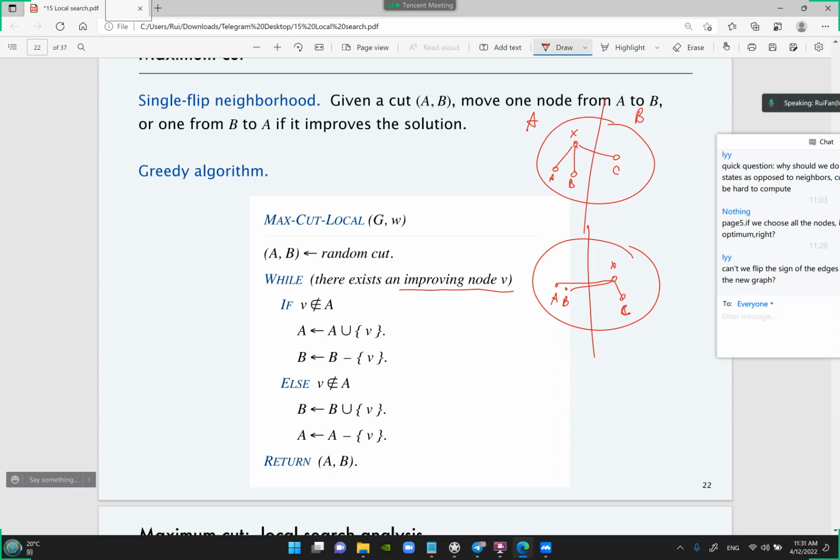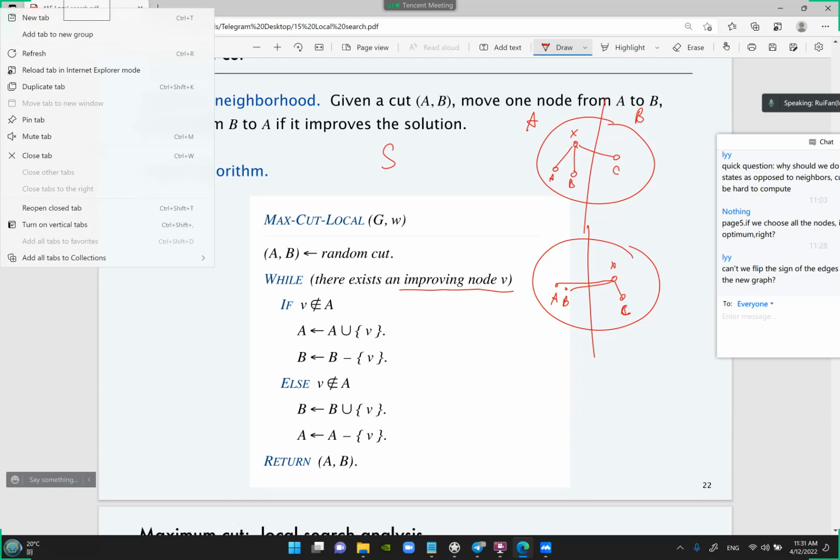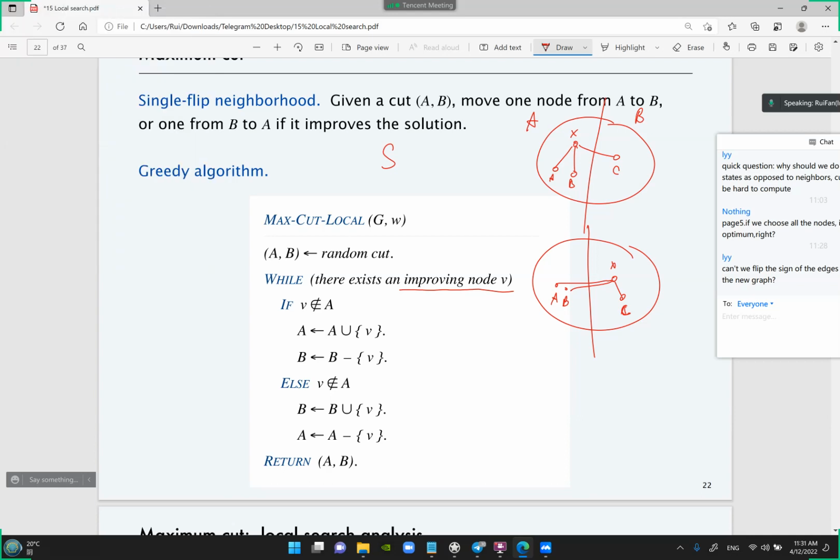So the algorithm that we have is that you have a current configuration S, and then you look to see if there are any improving nodes. You look at all of your nodes and see what happens if I move the node to the other side of the cut. Is that going to increase my cut? If there is an improving node, then you're just going to move this improving node to the other side, and that's going to increase your cut.